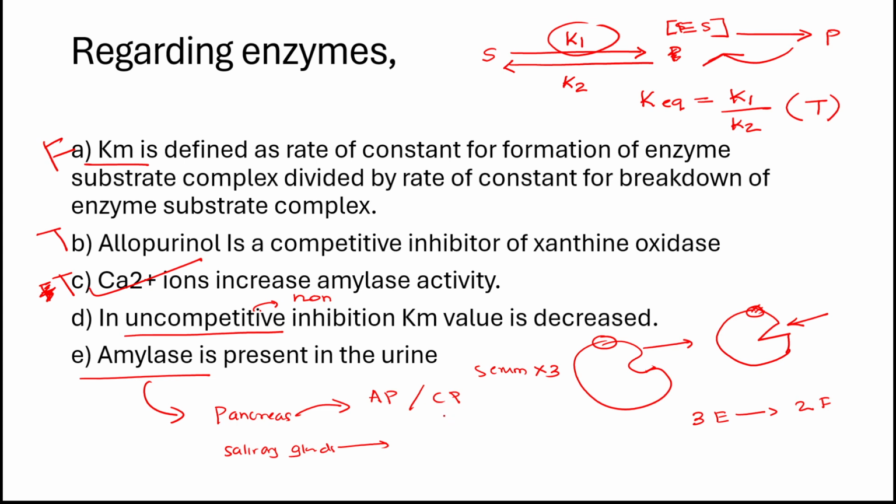Now, once there are excessive levels of amylase in the serum, this will get ultrafiltrated and pass through urine as well.